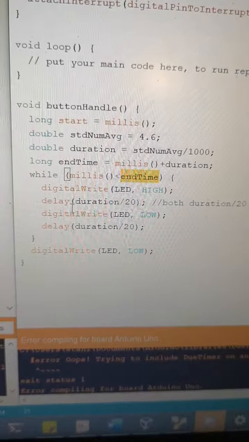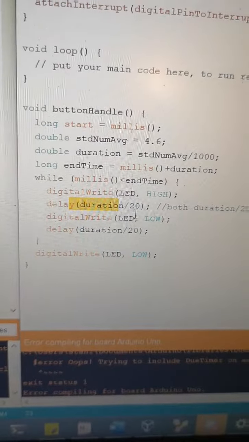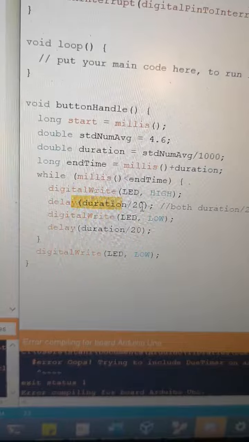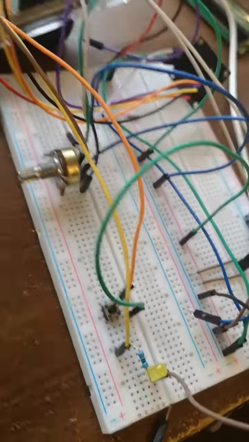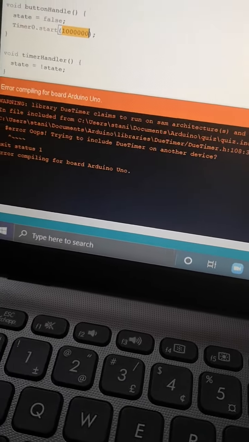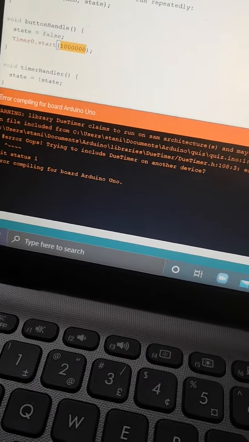So I divide, because I'm delaying twice, and I want the whole delay duration to be 1/10 of the duration. So I divide by 20. So 1 over 20 plus 1 over 20 makes 1 over 10. And yeah, I showed the connections already, and I believe that's it. For some reason, it's flat out saying it's incompatible, so there's not much I can do about it. So that's my demo.